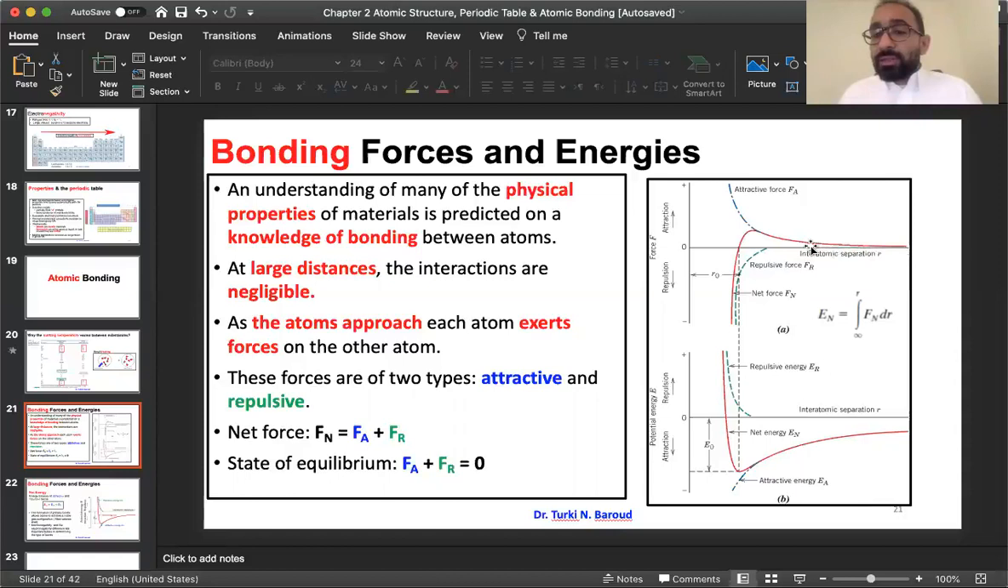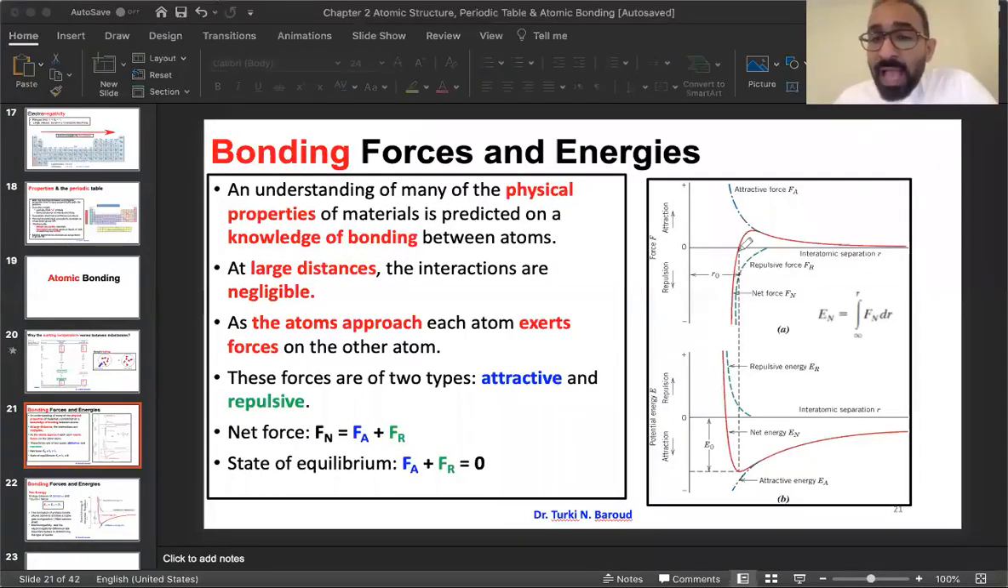You've got to take the net, which is the red curve, the addition, the summation of these two forces. You notice it's going to go up, and then it's going to go down. Very important to point something out here: if you look closely, at a certain point, the net force is going to equal 0.